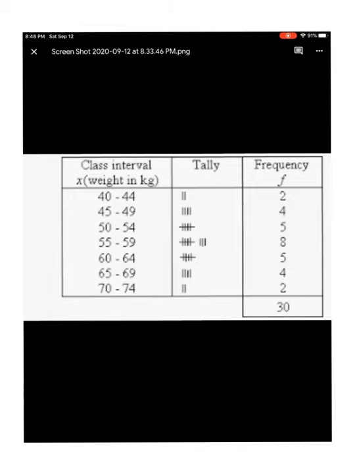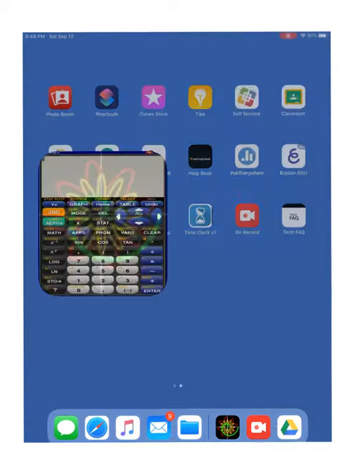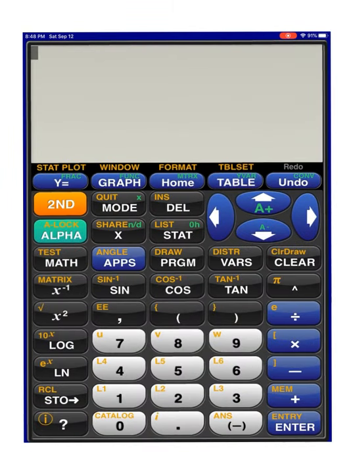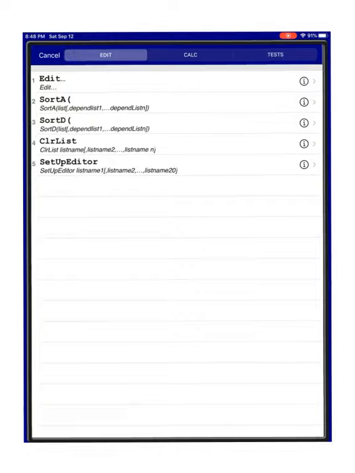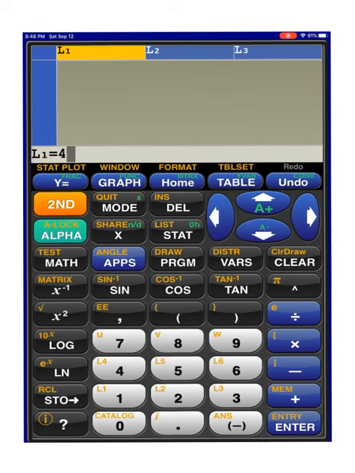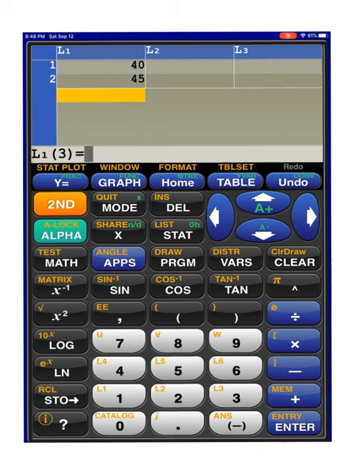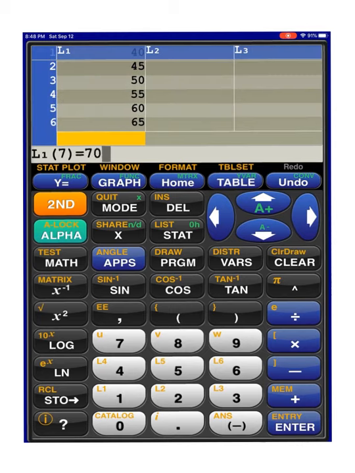tables. So the first, L1, is just going to be the lower part of the interval, so 40, 45, all the way up to 70. So let's do that. Go to our GrafNCalc, stat, edit, number 1. L1 starts at 40. Okay, 40, 45, 50, 55, 60, 65, and 70.